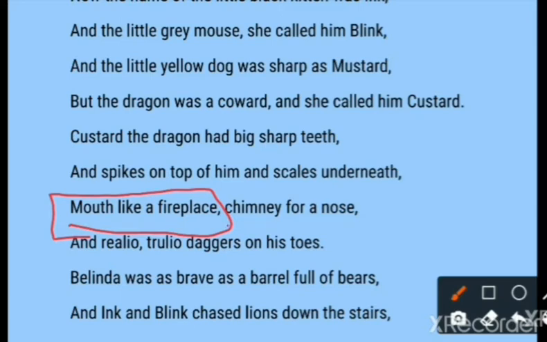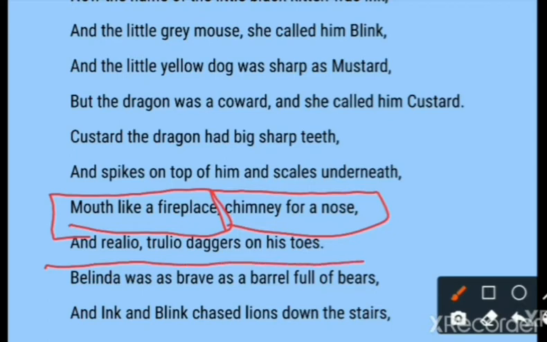And then we have metaphor here. His nose has been compared with a chimney. And the nails on his toes have been compared to daggers. This is the comparison which has been made using metaphor here: "chimney for a nose, and daggers on his toes". So these two comparisons are made by using the technique of metaphor. So this is metaphor, this is metaphor, and this is simile.